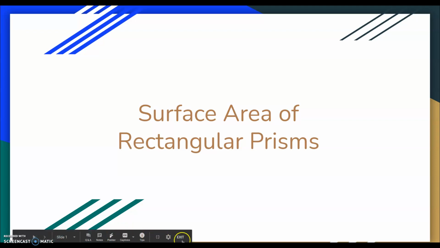Hi guys, so today we are going to be talking about surface area of rectangular prisms. We have already talked about surface area of cylinders, so remember we are opening up a 3D figure, laying it down flat on top of a surface, and then we are going to find the area of that. So surface area is pretty much the amount of space on the outside of our 3D figure.